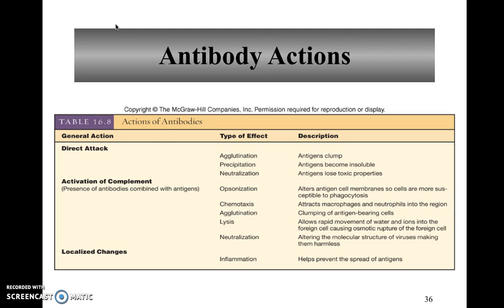So what do antibodies do exactly? Well, there are 3 general ways that antibodies play a role in immunity: direct attack, activation of complement, and localized changes. In direct attack, the antibody directly does something to the pathogen, to what contains the antigen, that causes it to no longer be harmful or causes it to be destroyed. This can include agglutination, where antigens clump up. We saw an example of this when we did the blood typing reaction.